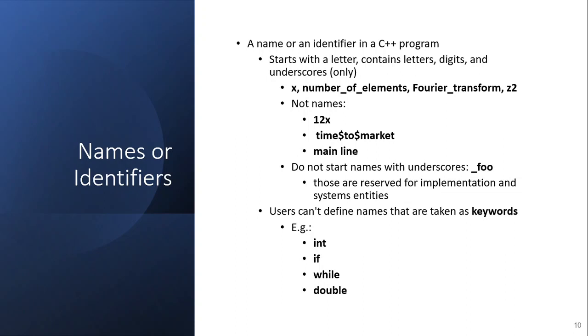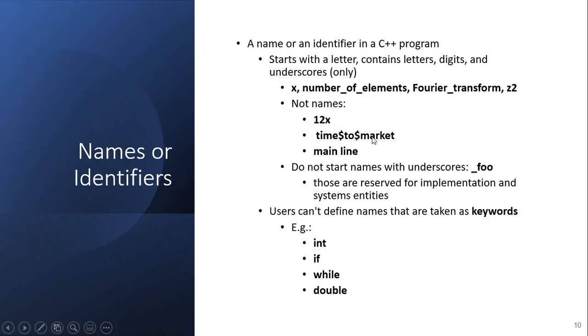Now, whenever you want to use a name in C++, you have to follow some rules. ठीक है. What are the rules? Number one, the name must start with a letter. ठीक है. It should contain letters. It can also contain digits, and it can also contain special characters like underscores. ठीक है. हमने डॉलर को भी ट्राई किया था, although यहाँ पे हम कह रहे हैं कि time to market is not maybe valid, but it works. ठीक है. ये जो डॉलर का सिंबल है, it also works.